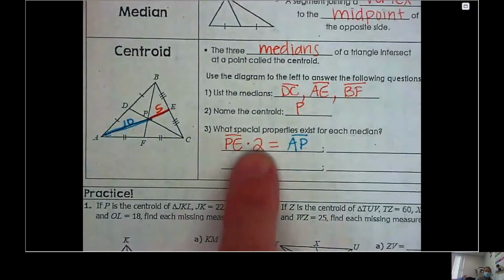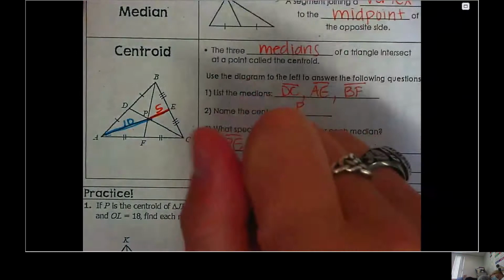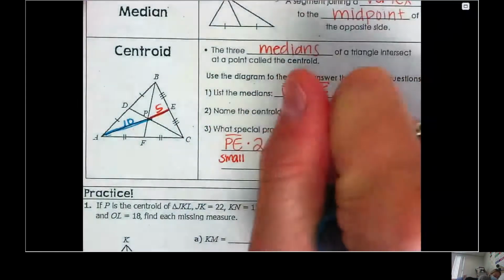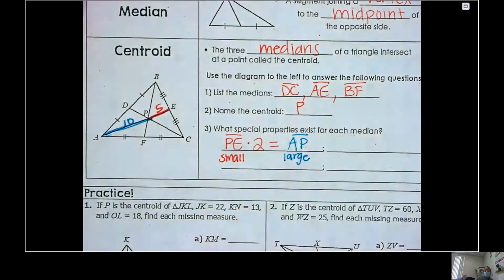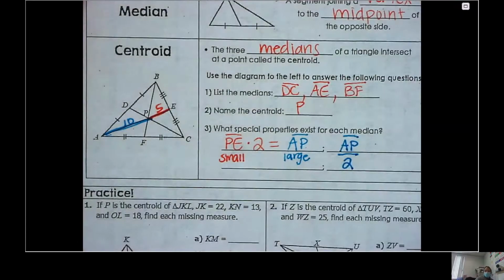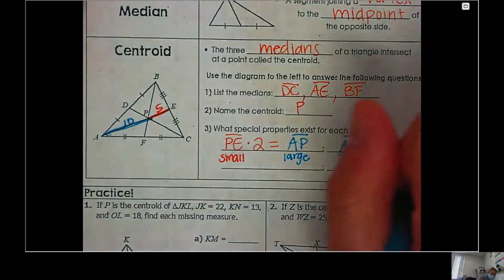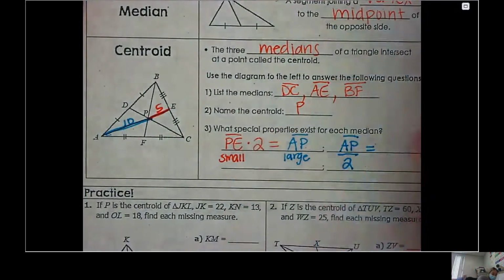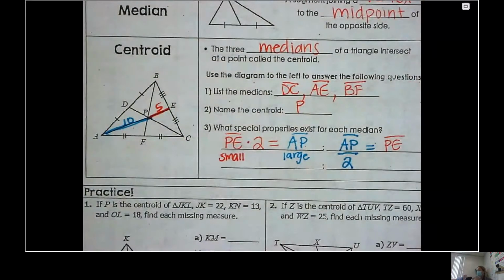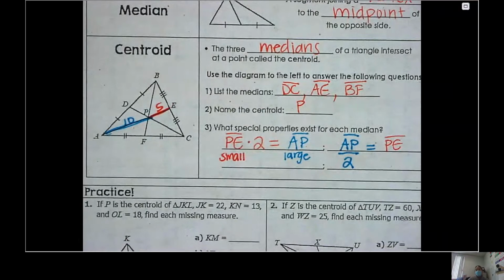Good. So you can either take the small piece, multiply it times 2 to get your large piece, or you can take the large piece and divide it by 2, and that should equal your small piece, which would be PE. So you can go either way, doesn't matter. If I give you the small piece, multiply it by 2. If I give you the large piece, divide it by 2.